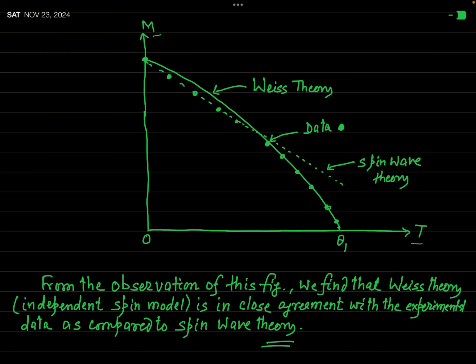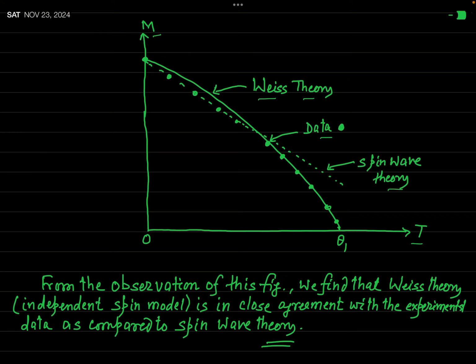Actually, this full line curve is due to Weiss theory. When you say Weiss theory, that is actually for the independent spin model, not a spin wave. And this dotted line is for spin wave theory. Okay, this dotted line, and these small dots represent the experimental data.